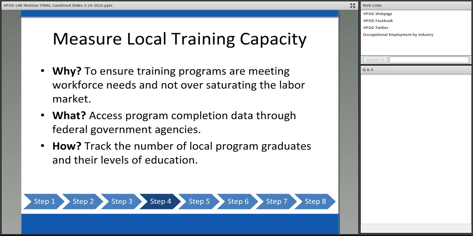Fortunately, there's good high-quality completion data through federal government agencies that tracks these things. And some of the indicators that are important is that this information allows program planners to look at not just the number of new graduates, but also breaking it down by their education levels.